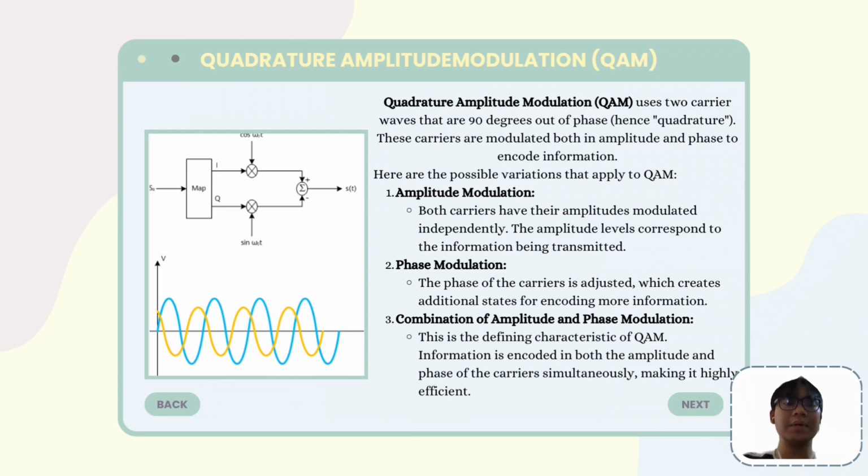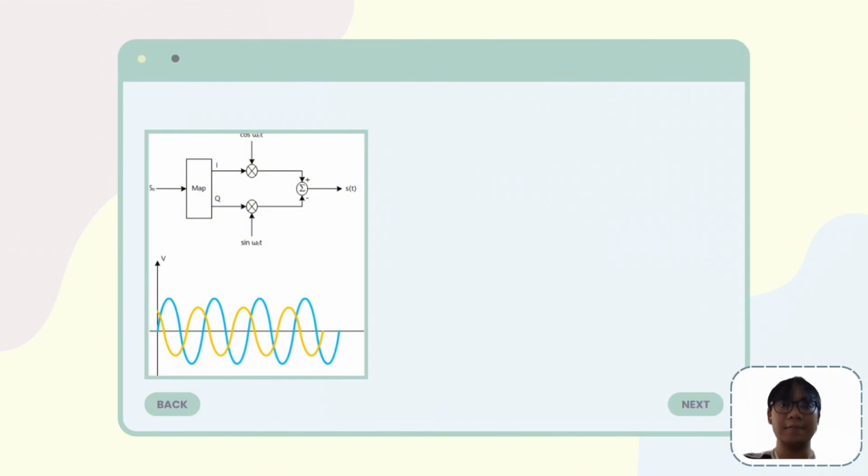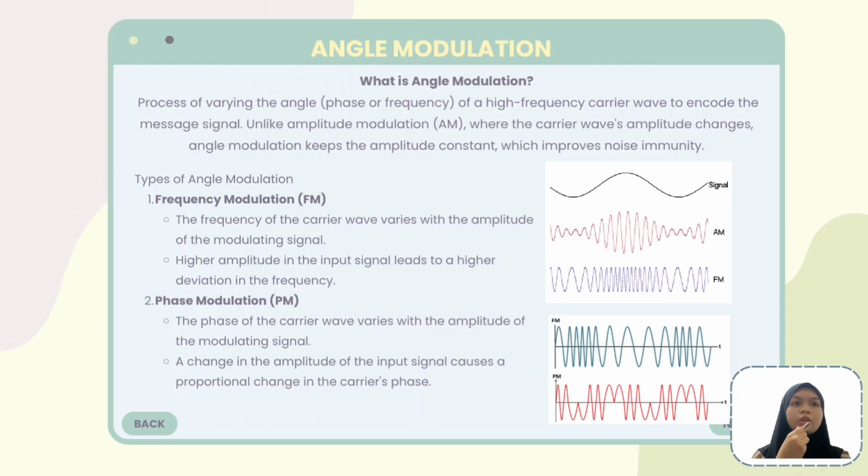So the two carriers, typically called the in-phase (I) and quadrature (Q) components, are combined by varying both the amplitude and phase of the I and Q signals. QAM achieves higher data rates. The application of this technology: QAM is widely used in digital TVs, modems, and cellular networks such as 4G and 5G. Okay, so what is angular modulation?